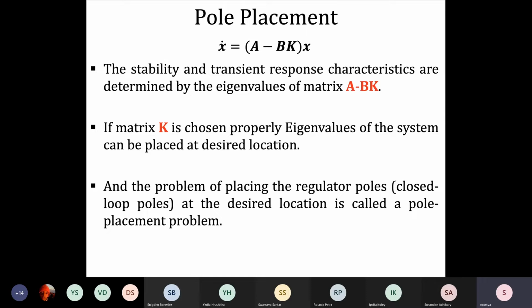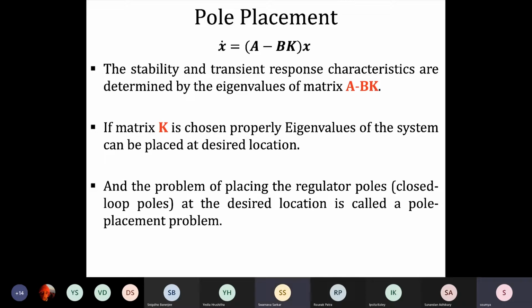So what we really want is, right now, this value of K is unknown to me, right? So what is the problem here? The problem is I want to design these values of K in such a way that the entire matrix A minus BK, its eigenvalues, which are the final poles of this closed-loop system, get located where I want them to be, based on my desire of the system's response characteristics. Am I clear?